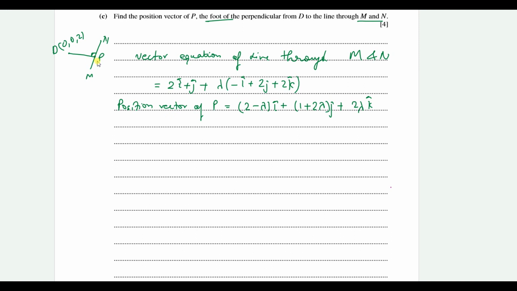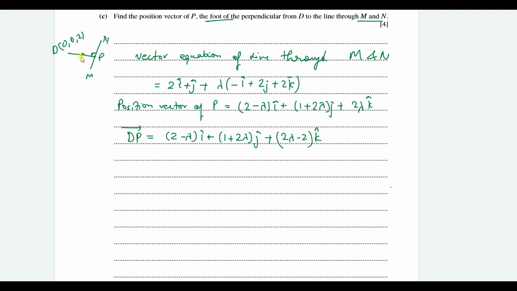So what we are going to do, we know that DP and MN are perpendicular. So first of all we will find DP, and the DP vector is going to be the position vector of P minus the position vector of D, and that is going to be 2 minus lambda i cap plus 1 plus 2 lambda minus 0 j cap and 2 lambda minus 2 k cap.